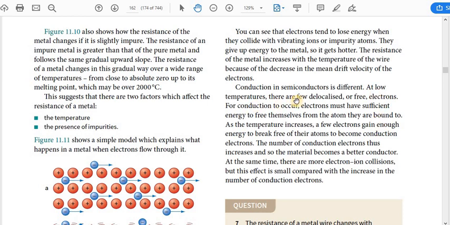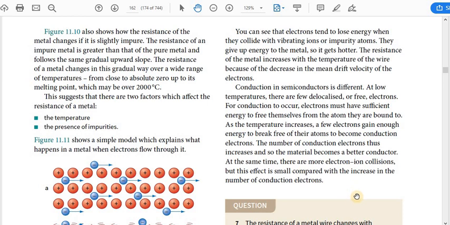At low temperatures, there are few delocalized or free electrons. For conduction to occur, electrons must have sufficient energy to free themselves from the atom they are bound to. As the temperature increases, a few electrons gain enough energy to break free of their atoms to become conduction electrons. The number of conduction electrons thus increases, and so the material becomes a better conductor. At the same time, there are more electron-ion collisions. But this effect is small compared with the increase in the number of conduction electrons.